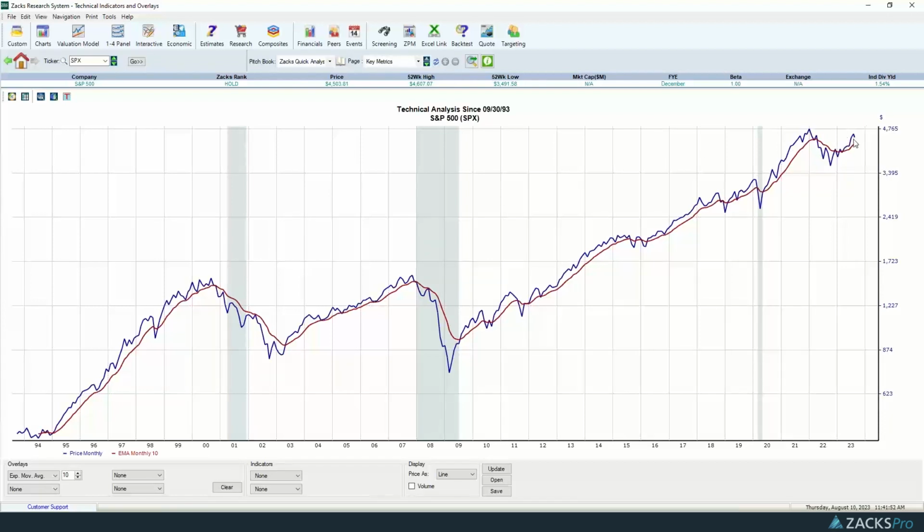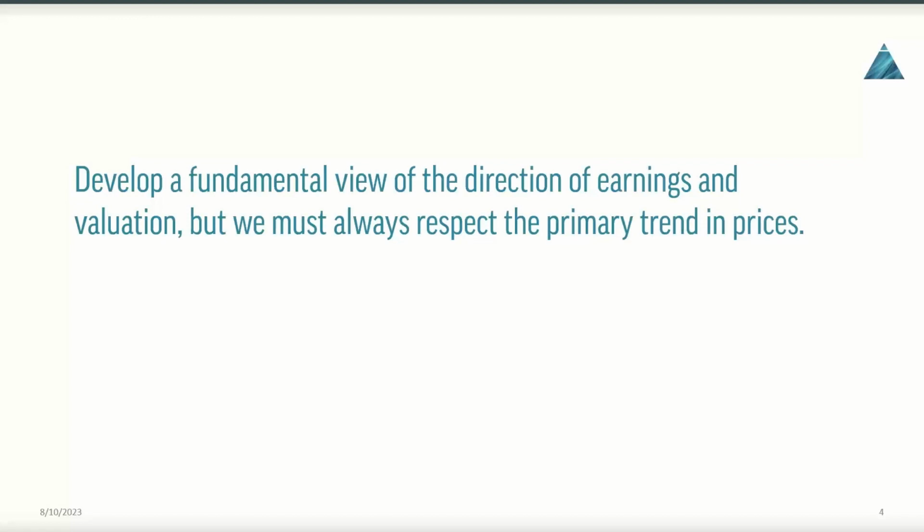So as long as this is trading above that 10-month moving average, I would say remain bullish. But the moment this breaks, and I believe it will, the moment it does, that means that it's now aligning with my fundamental views of the market, which is bearish, which is recessionary, which is an earnings recession and an economic recession. So I have a fundamental view.